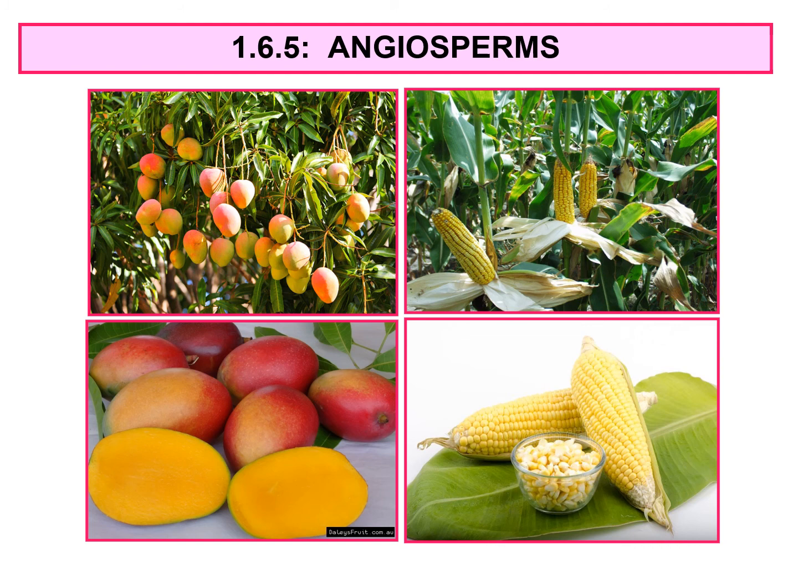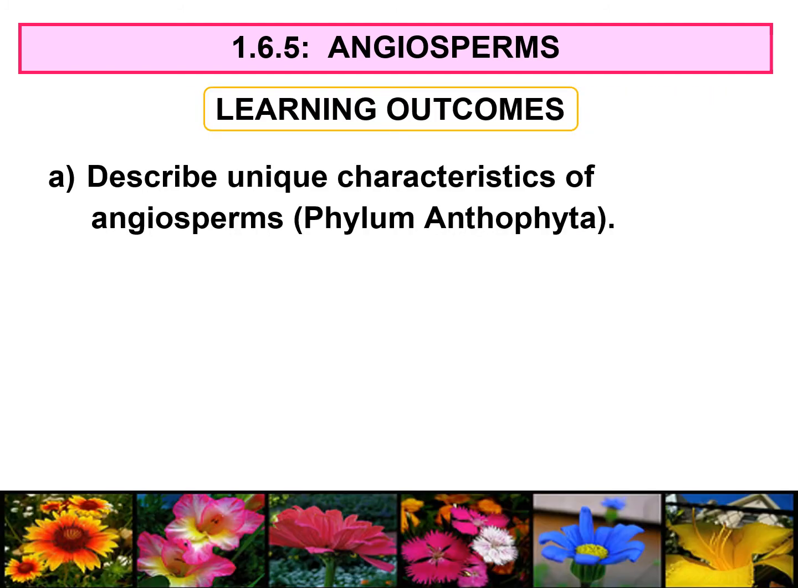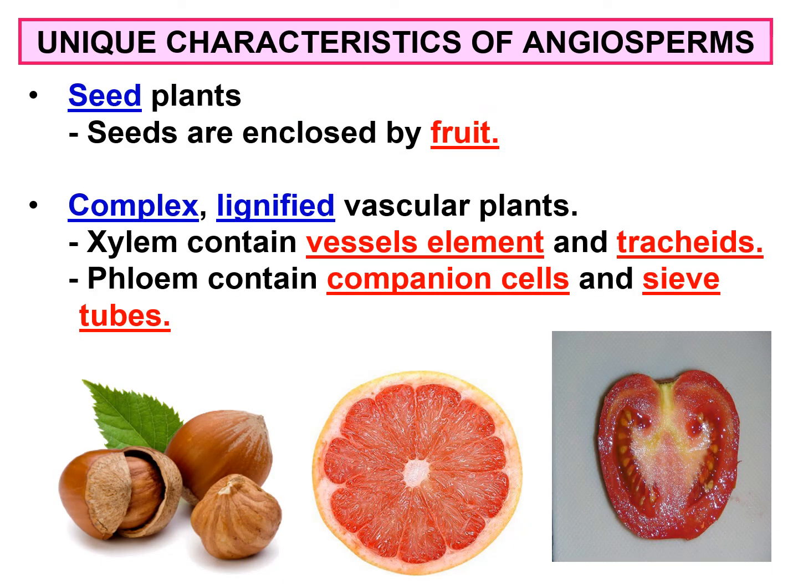Angiosperm, the fruitful plants. The phylum yang kita belajar, phylum Anthophyta. Angiosperm are seedy plants, and the seeds are enclosed by fruit, no longer naked seed lah. They have complex lignified vascular plants. Jadi dia dah ada perkataan complex, lignified, and the explanation is more detailed. The xylem contain both vessel element and tracheids. Phloem contain companion cell and sieve tube.